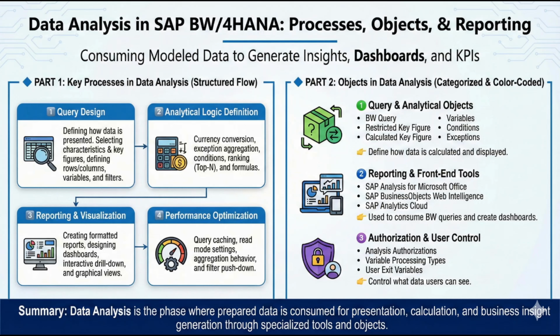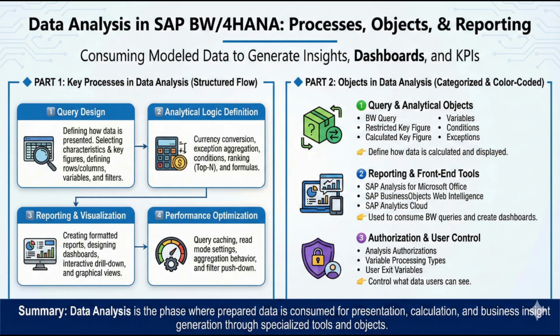Now, moving over to the right side, let's look at the objects we use to build this. At the top, we have query and analytical objects, which include BW query, restricted key figures, calculated key figures, variables, and also conditions and exceptions. Then we have reporting and front-end tools, which are Analysis for Office and SAP Analytics Cloud. And finally, we have authorization and user control. This is critical for security. We use analysis authorization to make sure people only see the specific data they are allowed to see.